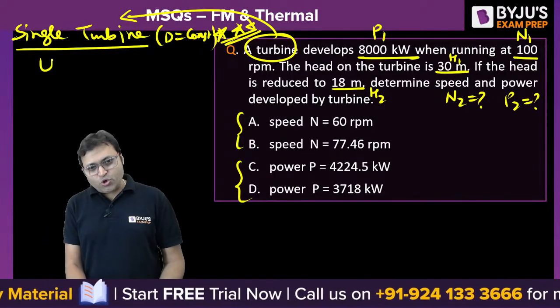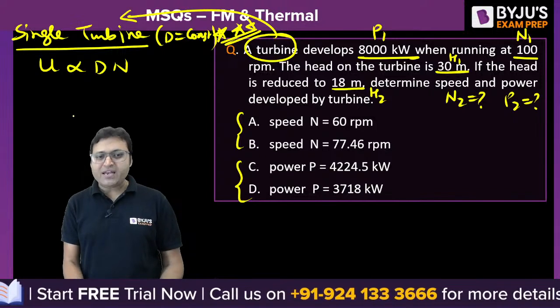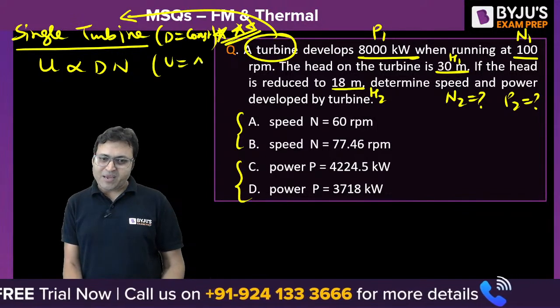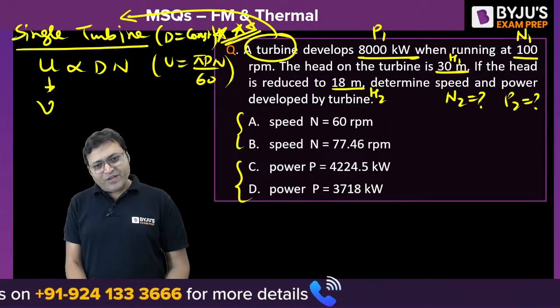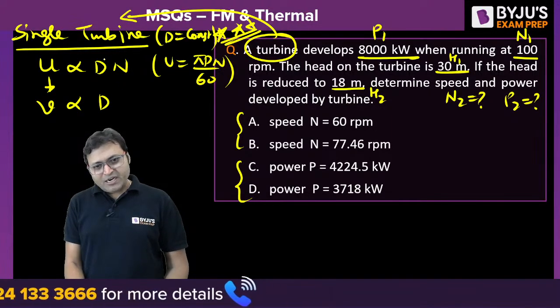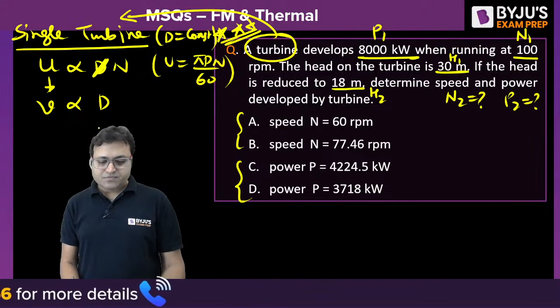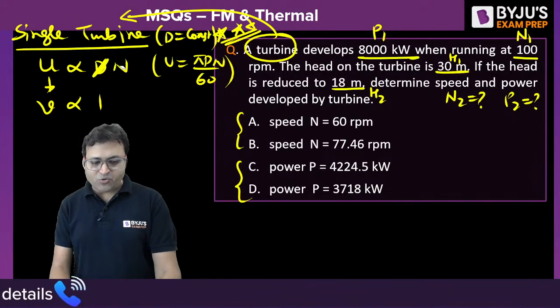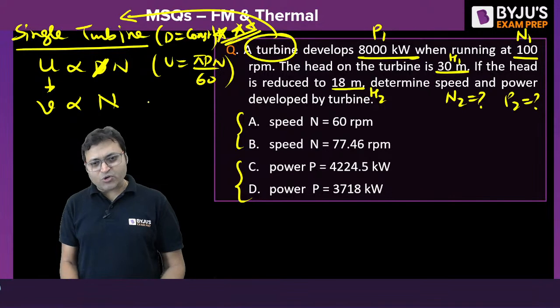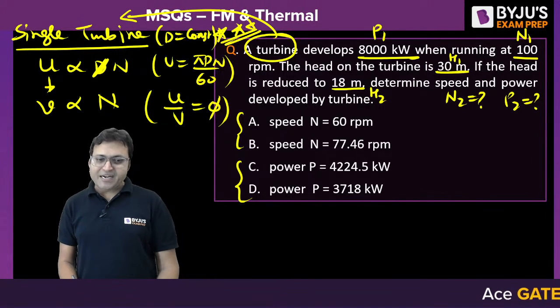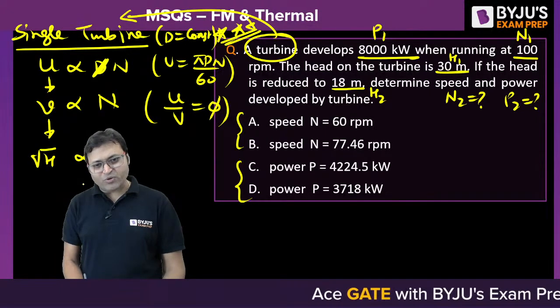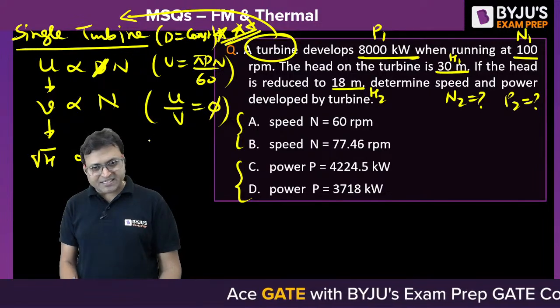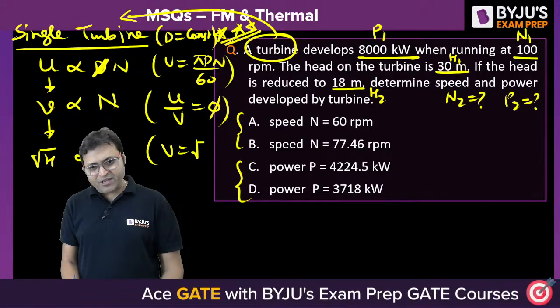So we can say U is proportional to D into N, because U is given by pi D N by 60. We can say V will be proportional to D. Diameter we can remove, isn't it? So we can say V is proportional to N. Why? Because U by V is equal to phi, the speed ratio, and V is proportional to root H, is proportional to N. I hope it is clear, because V is given by root 2 GH.